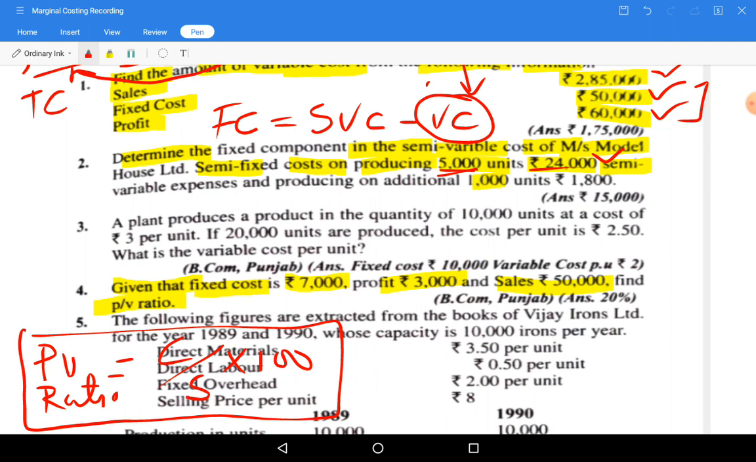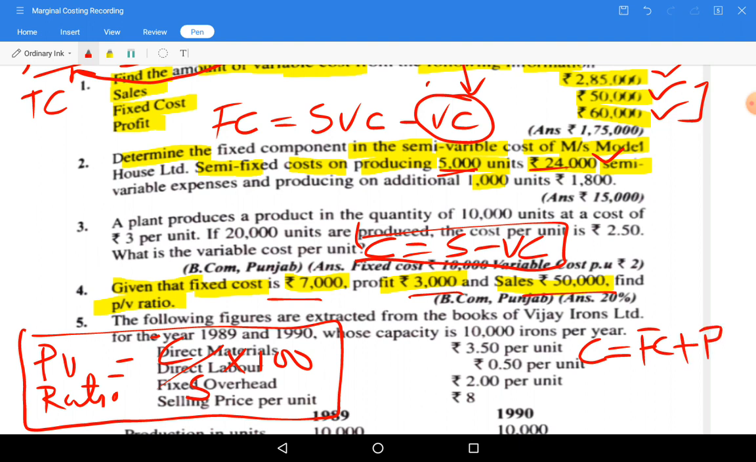Okay, what is the formula for contribution? Contribution is equal to sales minus variable cost. Do you have variable cost in this question? We have fixed cost, we have profit, and we have sales. Do you have contribution? No. Do you have variable cost to get the contribution? No. There is one more formula. In the beginning we discussed, contribution is equal to fixed cost plus profit, isn't it?